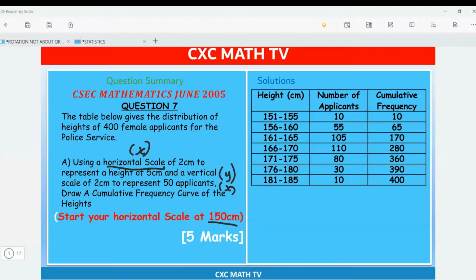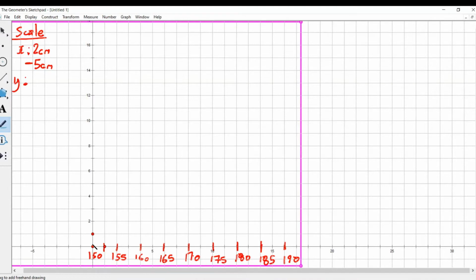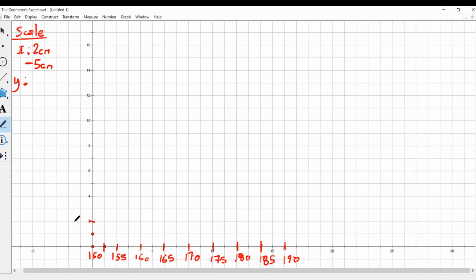And on the y, for the vertical axis, they said we're using 2 centimeters to represent 50 applicants. So where there's a 2 here, this should be a 50. This is 50. This is 100. This is 150. 2 centimeters, this is 200. And we're going to continue: 250, 300, 350, 400. All right, cool.